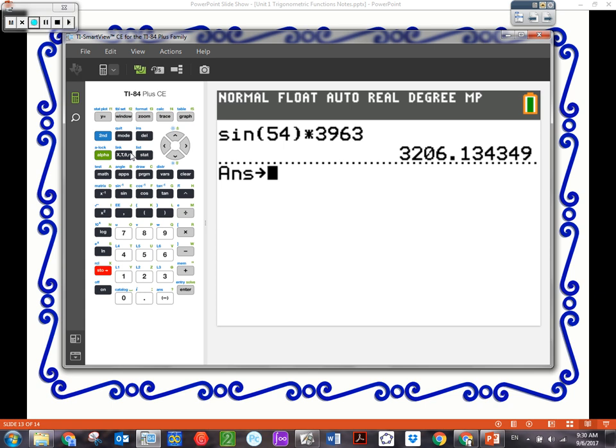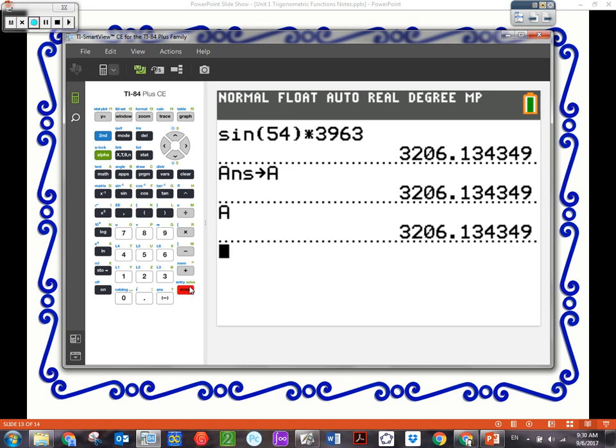So I usually store in A, alpha A, B, or C. That's where I usually store. Store where you want. So alpha A is where I'm going to store that value. So now if I wanted to use that value, I would just hit alpha A, and then it would give me that value. Okay, so it's stored there. So what do we need to do? We need to do our formula, which is 2 pi times that gigantic number, over 24.